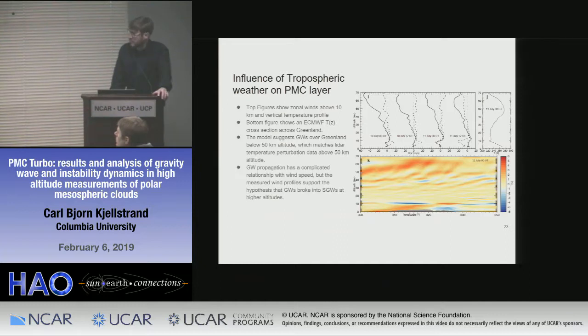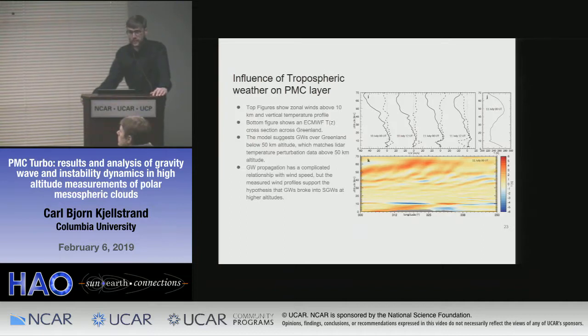Basically, we're looking at, let's go clockwise, the mean winds at each of 12-hour separated times during our flight. We have a temperature cut, and then on the bottom we have a slice along Greenland from the ECMWF model, and this slice is showing essentially gravity waves from 0 to 50 kilometers. Above 50 kilometers, the ECMWF doesn't measure so well, and so we're unable to directly connect this to our measurements, but the takeaway is that we really see gravity waves in the ECMWF model below 50 kilometers.